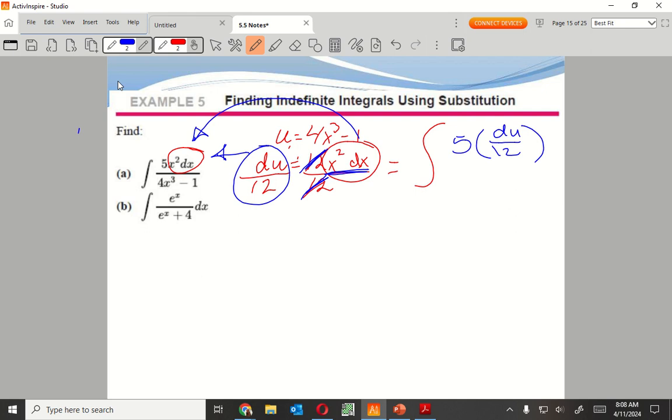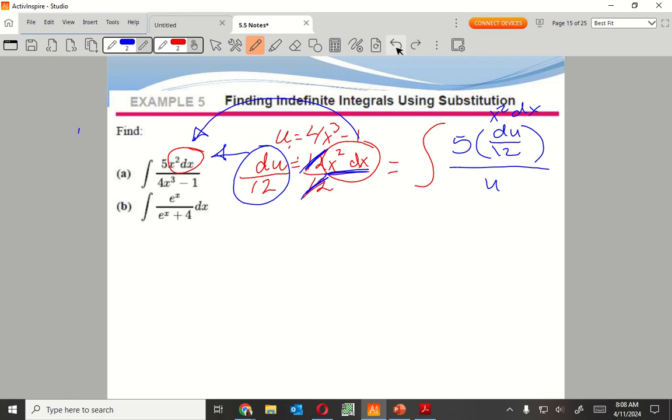Okay. Because this used to be my x squared dx, right? So now it's just going to be du over 12. And do a little bit of math there. Can I take the 12 out? Yeah. So that's why it became the 5 over 12. Yes? Okay, better? And all this is still over u.